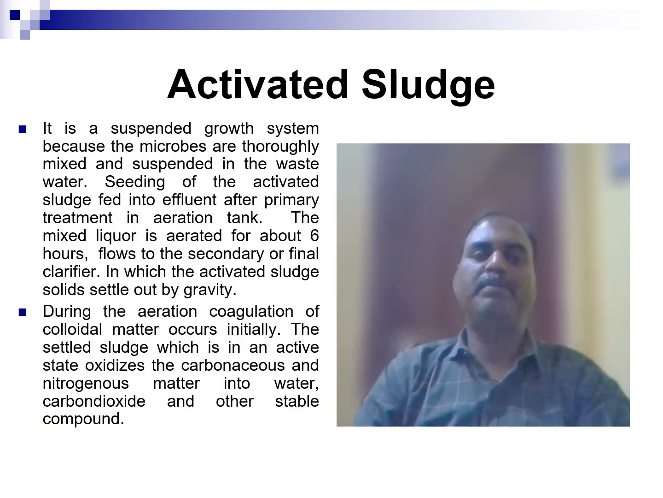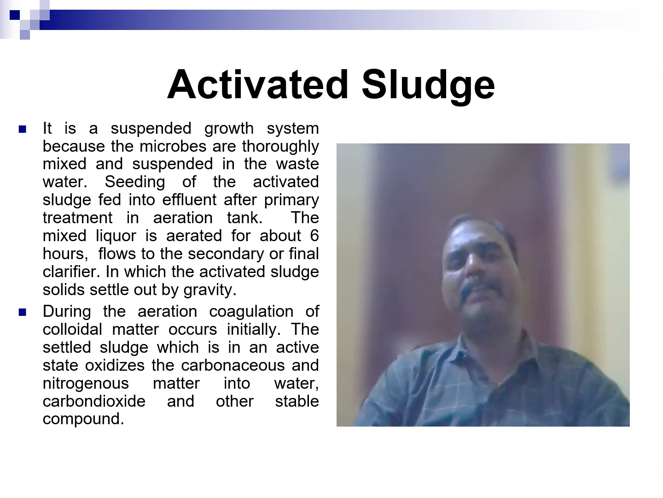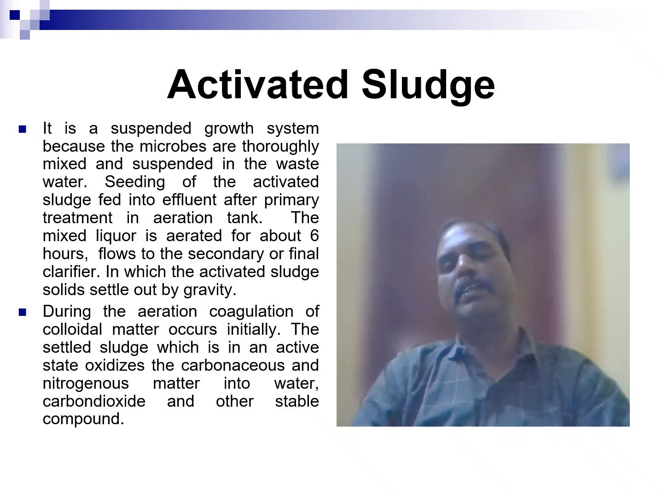The next secondary method is activated sludge. In activated sludge, a small quantity of microbes is thoroughly mixed in the water in the wastewater tank. The activated microbes efficiently absorb all the pollutants in the wastewater. Then it goes for digestion. It takes almost more than 6 hours to complete digestion. Then the activated sludge completely settles down in the clarifier due to gravity.